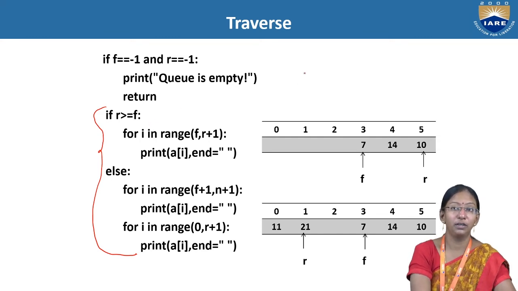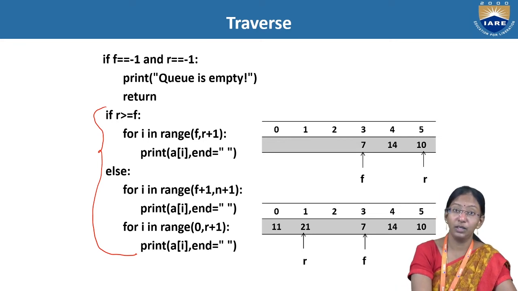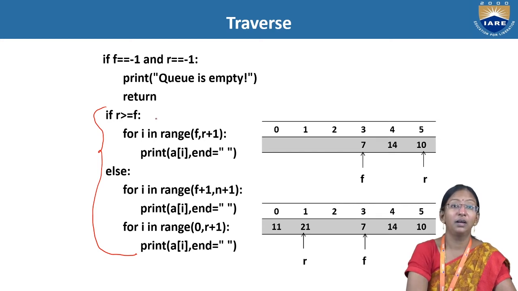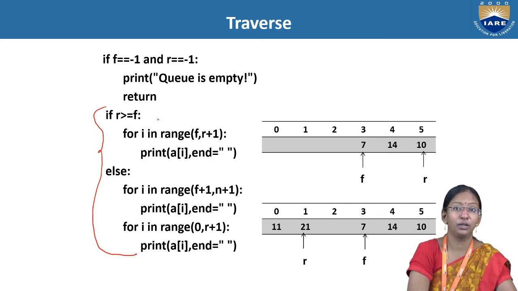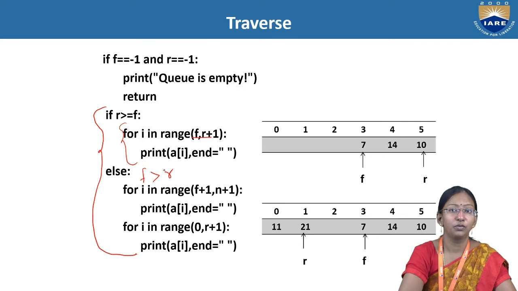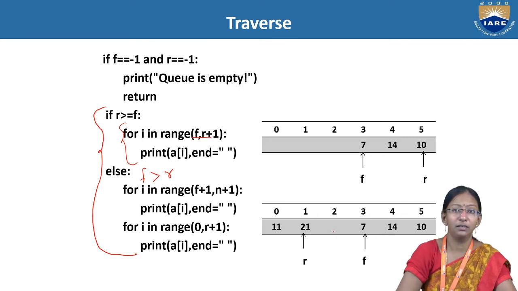What did I tell you? In case of linear, always rear will be ahead of your front. But in case of circular queue, the story can change, right? So let's say the first case when rear's value is greater than or equal to front. Then print the value from front to rear placement. Else means a case where front is ahead of rear. So this is the case, guys, for this else part.